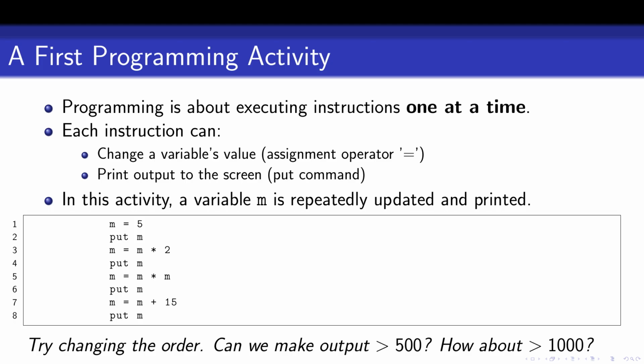This activity demonstrates a core truth in programming: execution is sequential. The computer performs one instruction at a time, and each instruction builds on the result of the last. So just like stacking blocks, if you build out of order, your program will collapse or give incorrect results. This is a simple but powerful way to learn the impact of instruction order and how code flows. Think about changing the order. Can we make the output greater than 500? How about 1000?